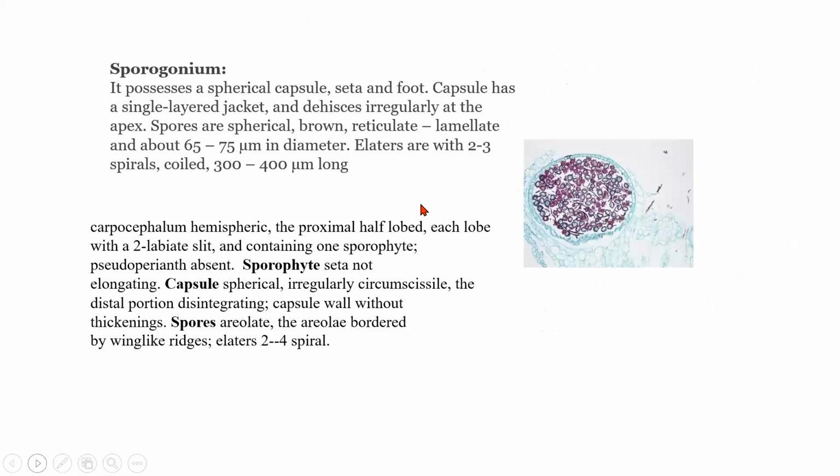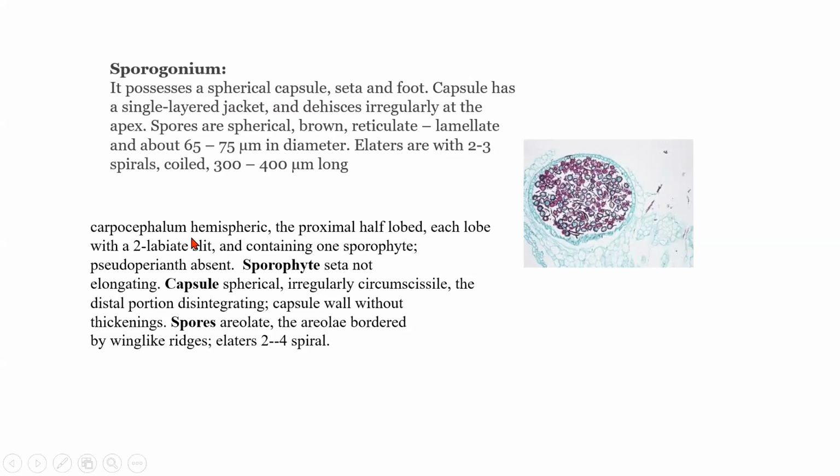As the sporogonium develops, it possesses a spherical capsule, seta and foot. The capsule has a single jacket layer and dehisces irregularly at the apex. Spores are spherical, brown and reticulate. Elaters are also seen, but not numerous.